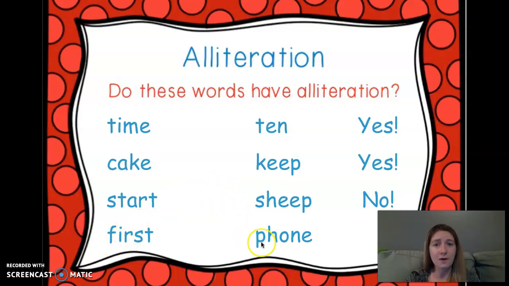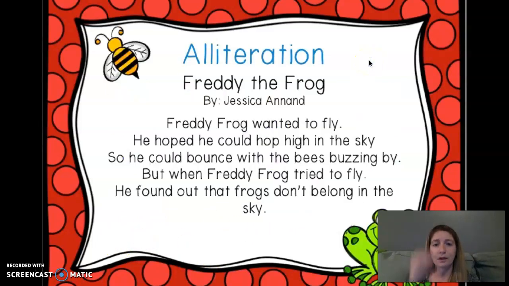First, phone. Do those words have alliteration? Do they have the same sound in the beginning? First, phone. Yes, they do. They both say f. Even though they have different letters, they both make the same sound, and that's what we want to focus on. So here is a poem called Freddie the Frog.